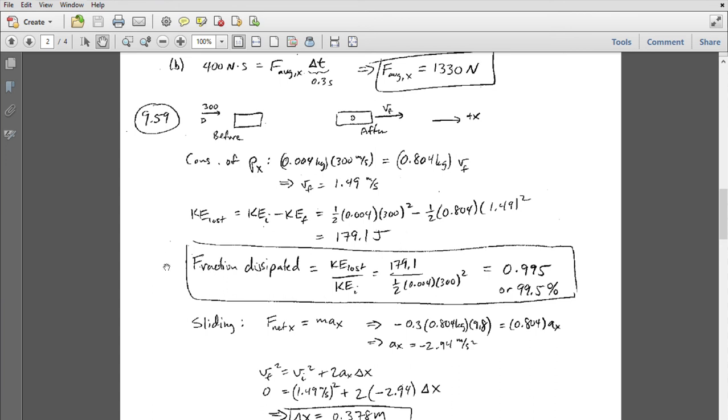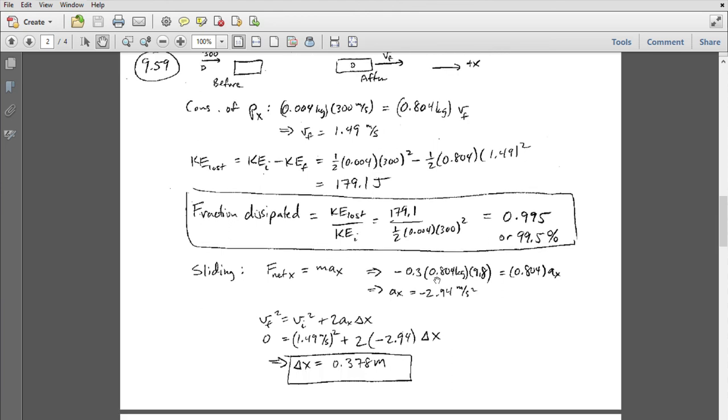I probably wouldn't ask a question like this on an exam phrased this way, but the fraction dissipated is the kinetic energy that's lost as a fraction of the initial kinetic energy. So in this case, take that kinetic energy that's lost divided by the initial kinetic energy of the bullet, and 99.5% of the kinetic energy is lost in that collision. Very inelastic collision. Most of the kinetic energy was lost.